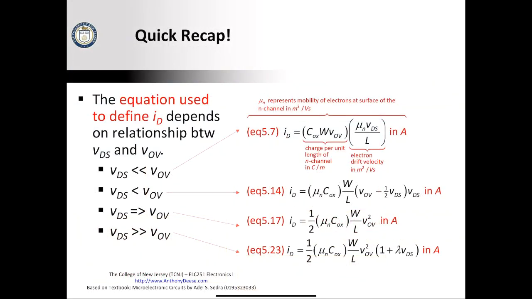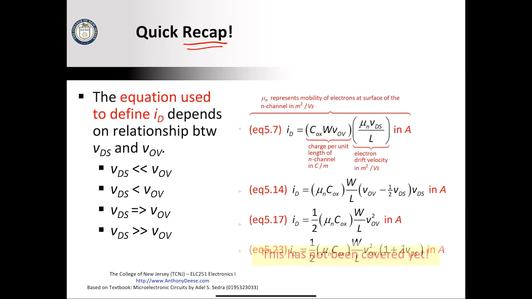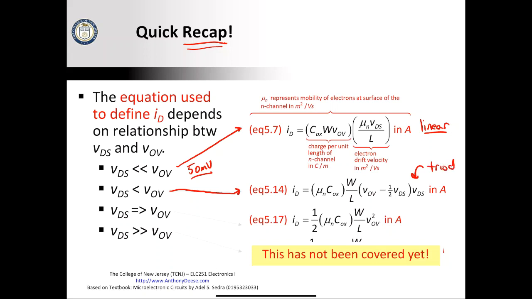Okay, so quick recap here. What have we learned so far? We have learned how the MOSFET works when VDS is much, much less than VOV, and this is the linear region that we talked about. We've also talked about when VDS is less than VOV. So we call this the linear region. We call this the triode region, although again, remember the linear really is part of the triode.